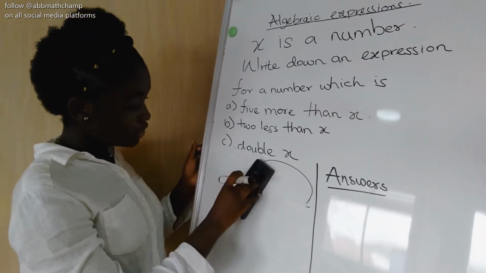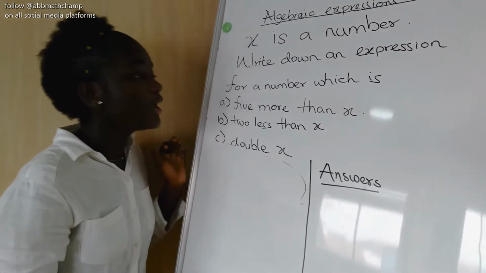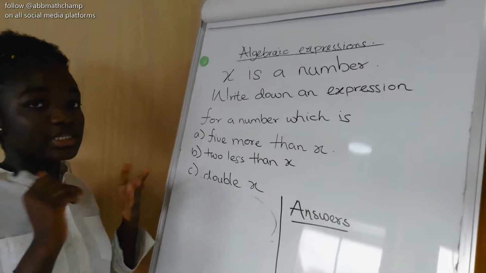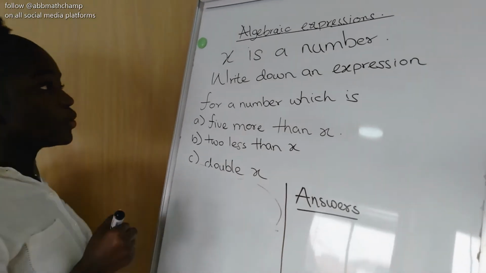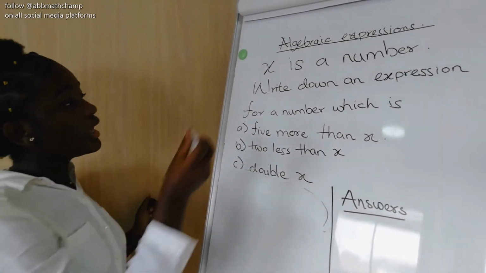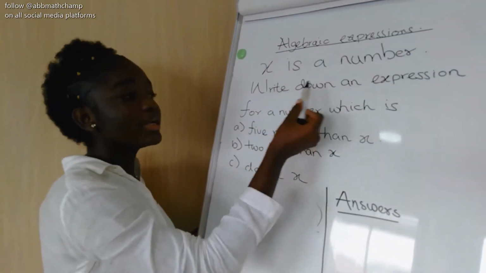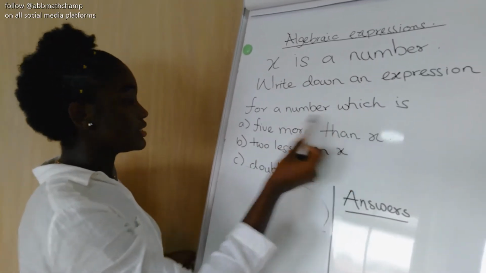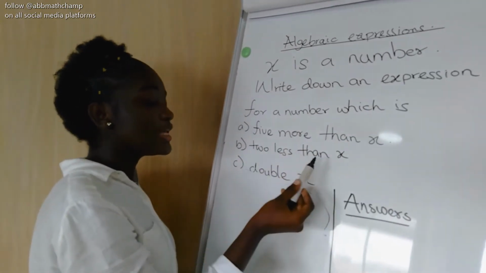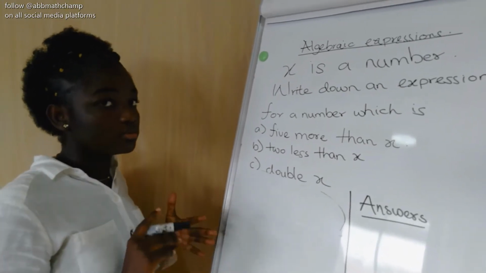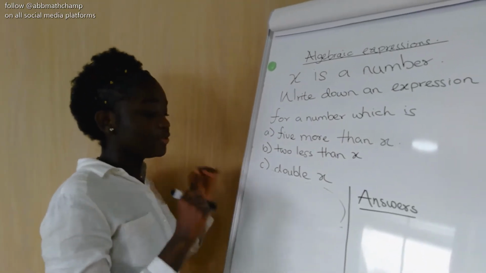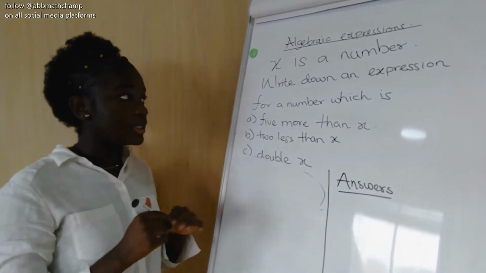So what do we want to do today? We want to write an algebraic expression when you are given it in a sentence form. So let's try this question. x is a number. Write down an expression for a number which is 5 more than x, 2 less than x, and double x. So if you can try, please do try. Pause the video and try it before we solve it together.